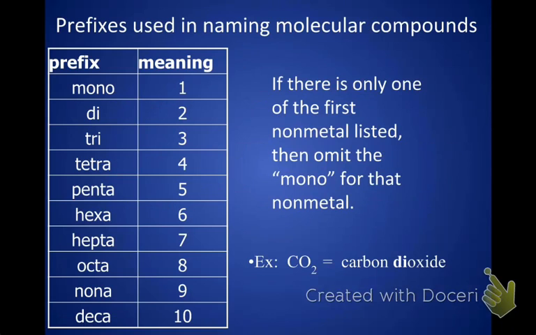Mono means 1. Di means 2. Tri means 3. Tetra, 4. Penta, 5. Hexa, 6. Hepta, 7. Octa, 8. Nona, 9. Deca, 10. Okay. For the very first nonmetal, if there is only one of them, you omit it. You do not put in mono.